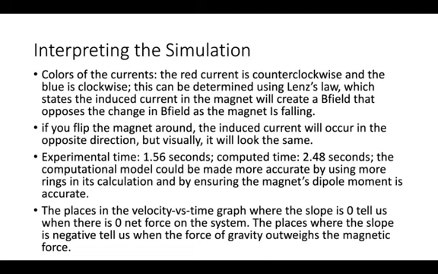The experimental time was 1.56 seconds and the computed time from the model is 2.48 seconds. So the computational model could be made more accurate by using more rings in its calculation and by ensuring that the magnet's dipole moment is accurate. The places in the velocity versus time graph where the slope is 0 tell us when there is 0 net force on the system, the bar magnet. The places where the slope is negative tell us when the force of gravity outweighs the magnetic force and the magnet is falling downwards.